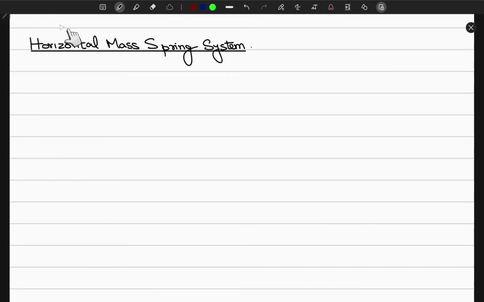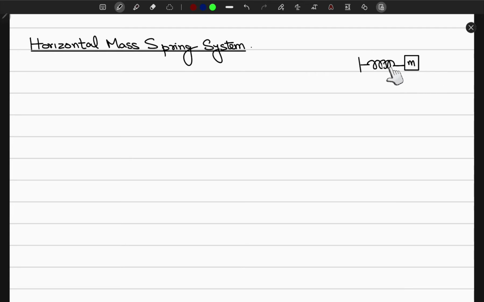Now let's move our attention to what is called the horizontal mass spring system. It's the similar system that I drew before for you, where you have a spring that is horizontally attached to some mass m and performs an oscillation.